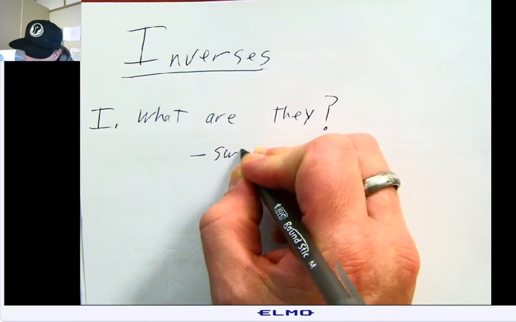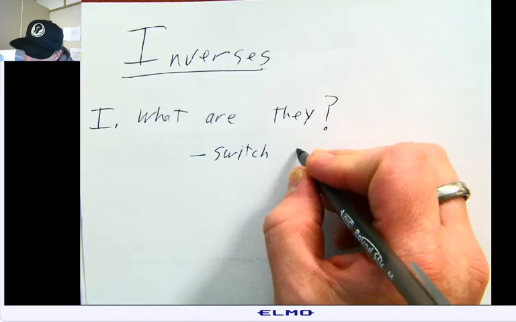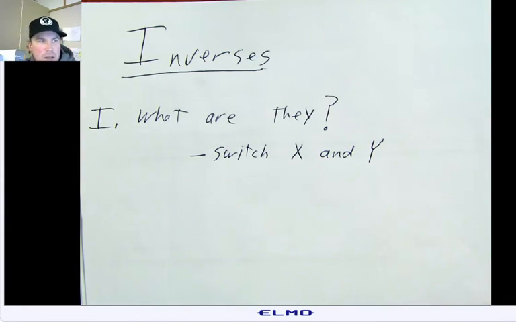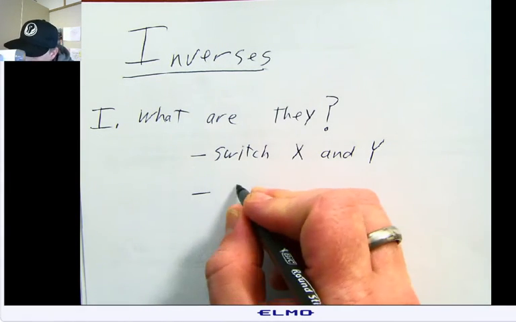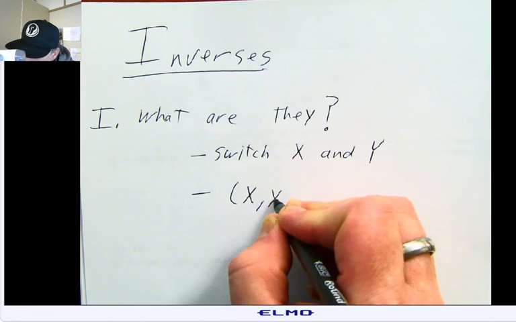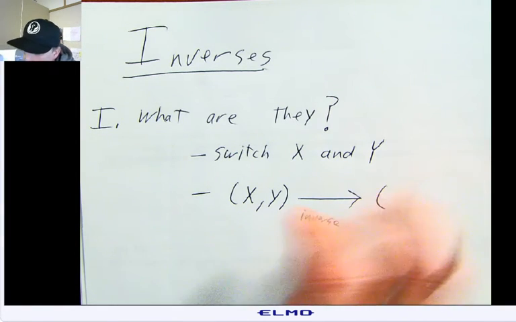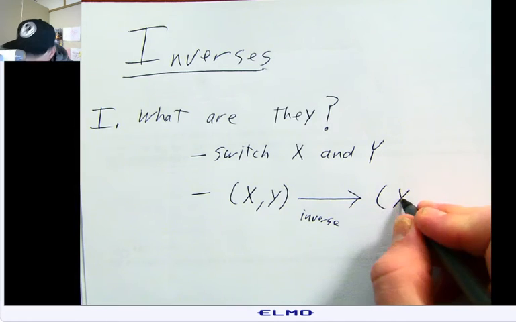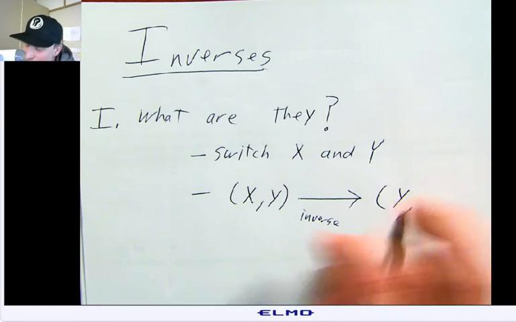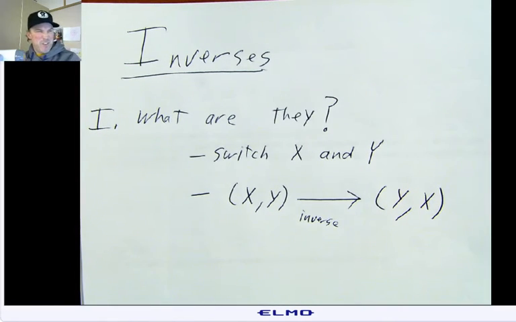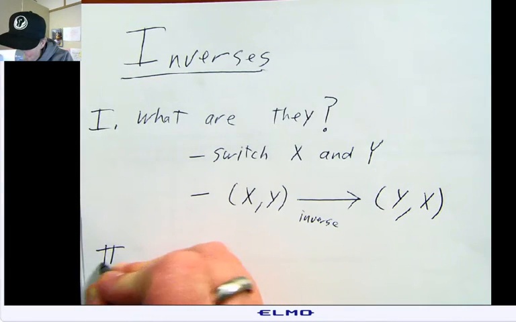If you've done inverses before, you probably switched the x and the y. And that's really the best definition I have. Or if we took a function (x, y) and we apply the inverse, all of the x coordinates become the y coordinates. And guess what all the y coordinates become? The x coordinates. And that is exactly what the inverse is. That's kind of confusing, so let's take a look at it two different ways.